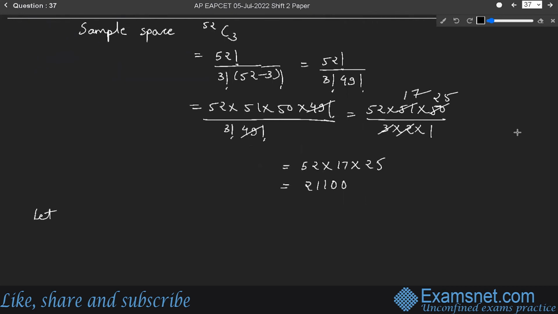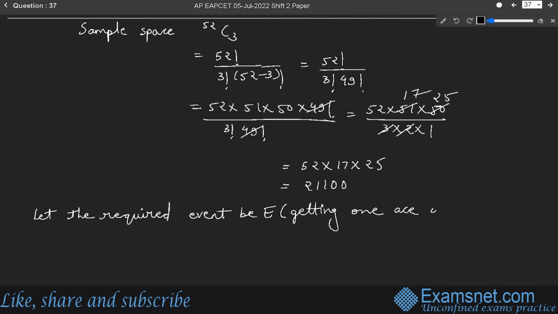Therefore, let the required event be E, and event for getting one ace, one queen, and one jack.